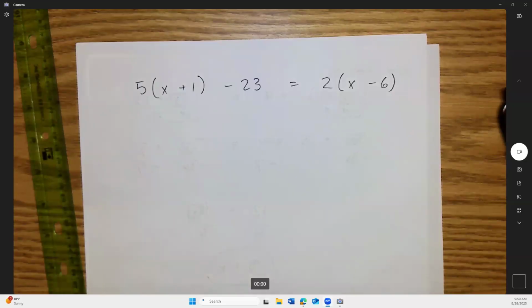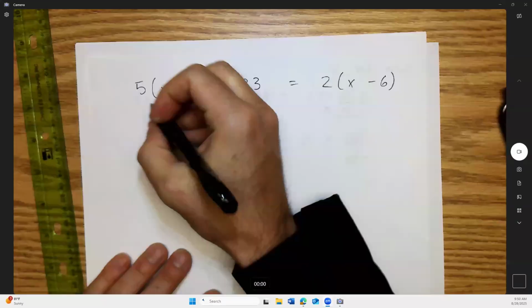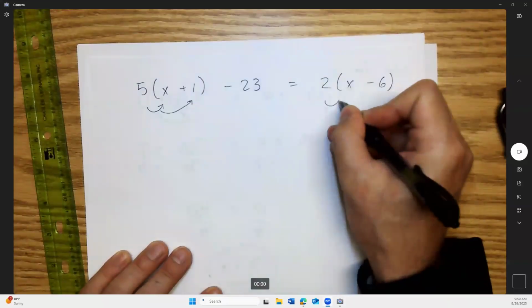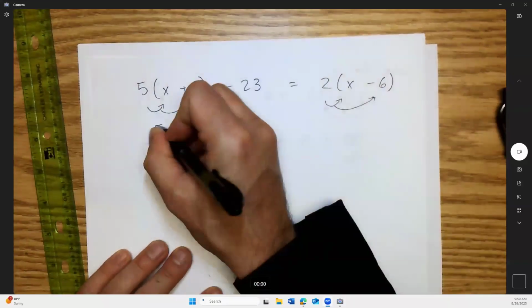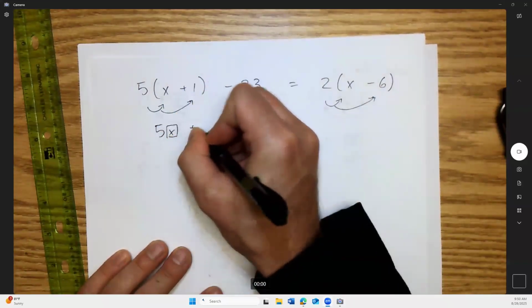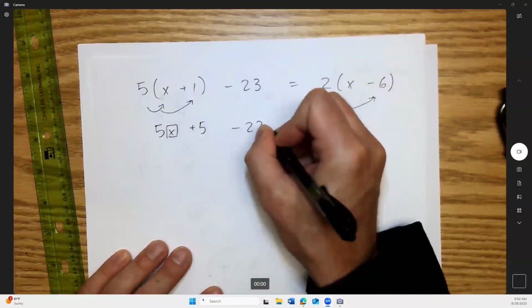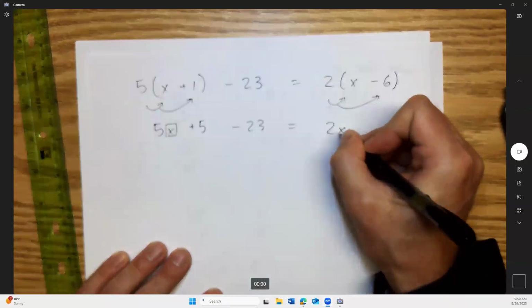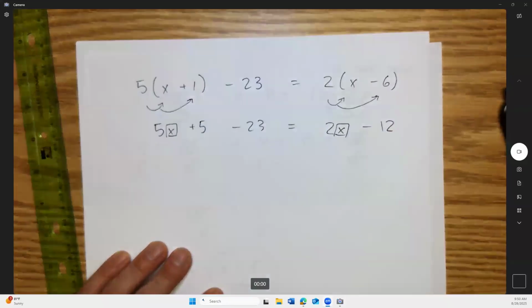Alright, who knows the answer? What you get? X equals 2. X equals 2? Yeah, that sounds right. Okay. So it's the same process we just did. So I'm going to distribute it. So it's like 5x plus 5. I got a minus 23 equals, I got a 2x minus 12. Like that.